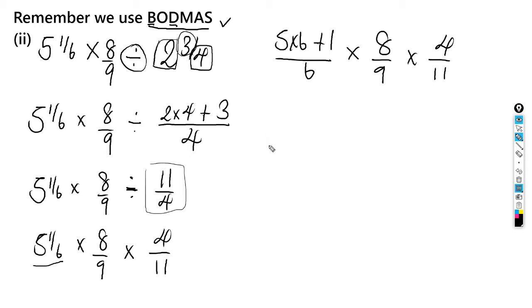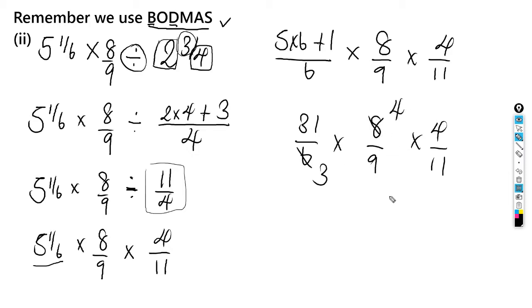So 5 times 6 would give us 30 plus 1, which is 31 over 6, multiplied by 8 over 9, right? Multiplied by 4 over 11. Cool. So let's just break this down here. 2 can go into 6, which would give us 3. And 2 can go into 8, which would give us 4, right?